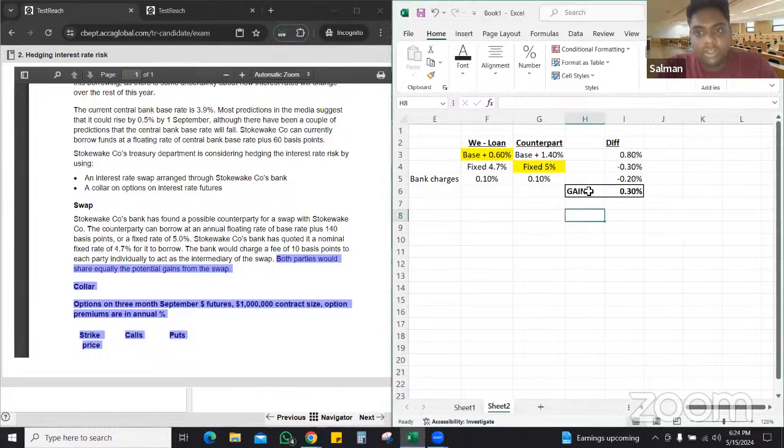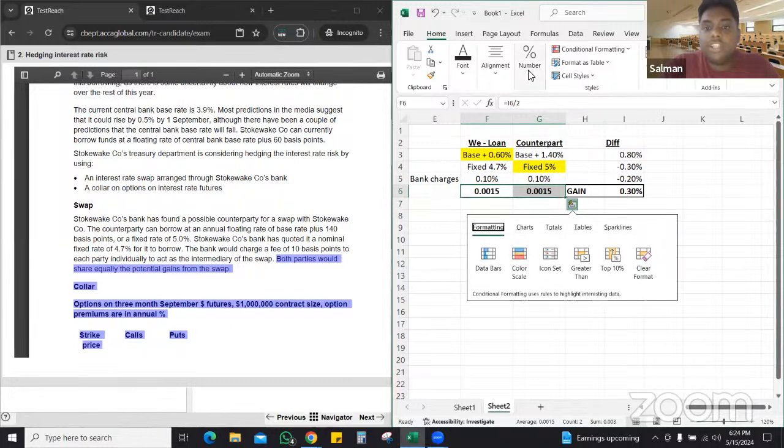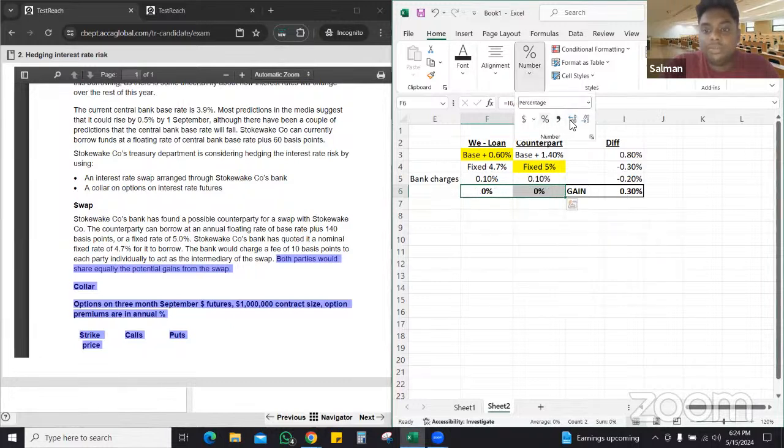Okay. So the potential gain by each party is how much then? 0.3% divided by 2 equally. 0.3% is the total gain. So gain by each party is half of that, 0.15%.